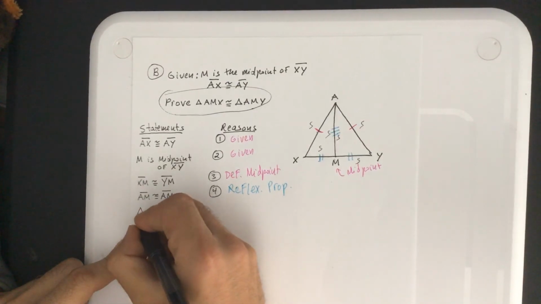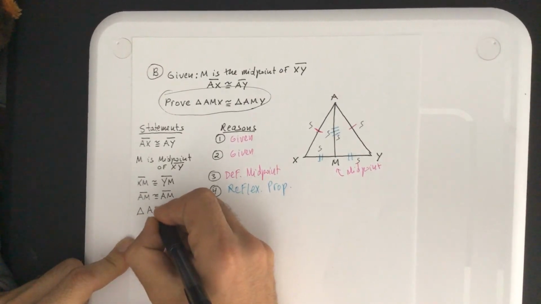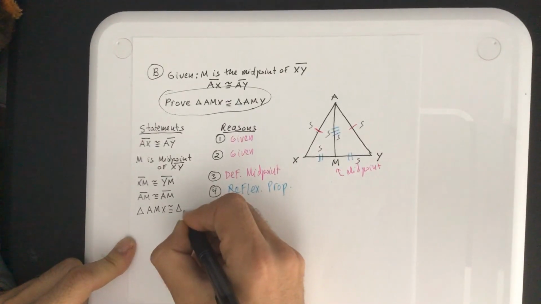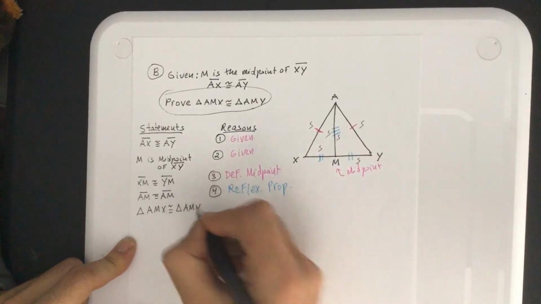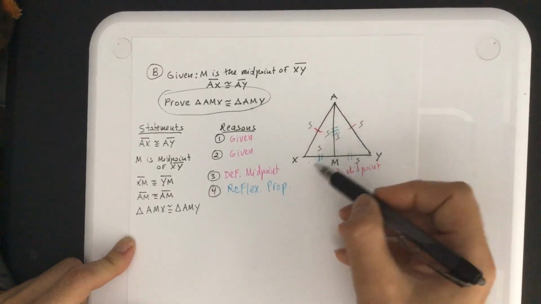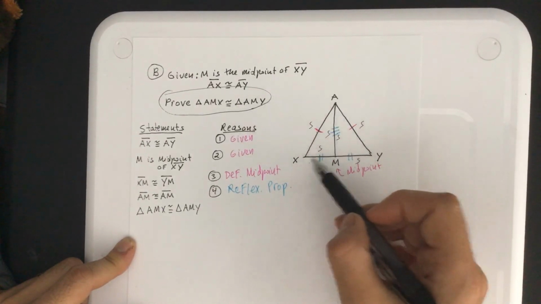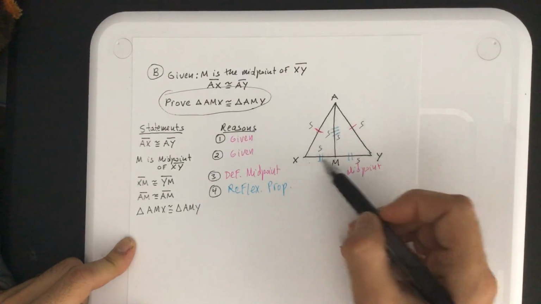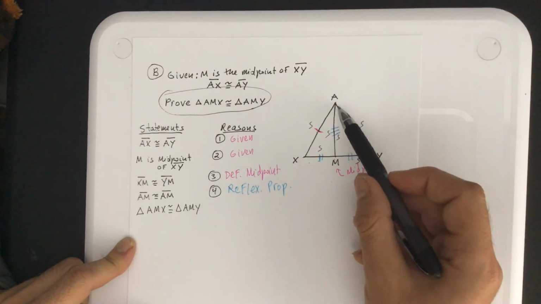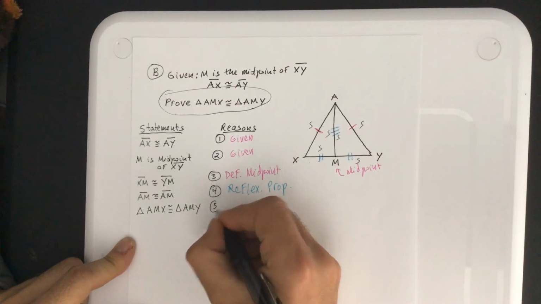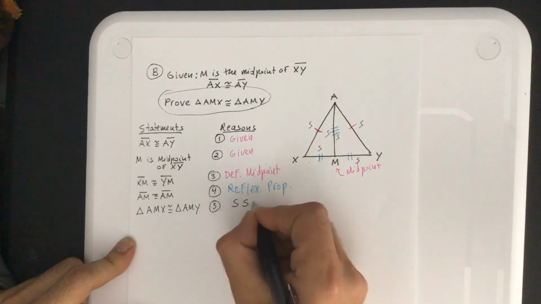So triangle AMX is congruent to triangle AMY because of side, side, side. See, these corresponding sides of this triangle are congruent to the corresponding sides of the other triangle here. So that will be statement number 5, side, side, side.